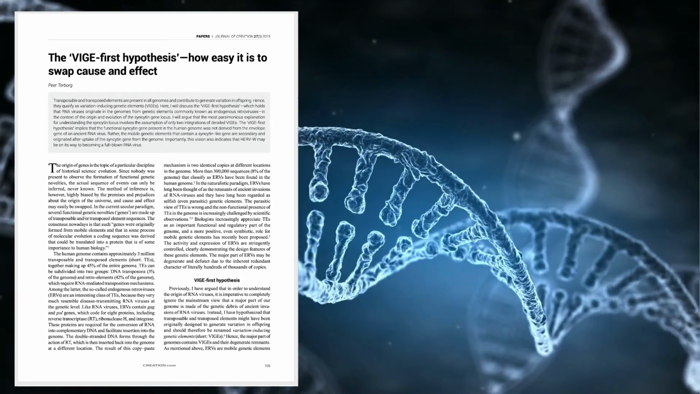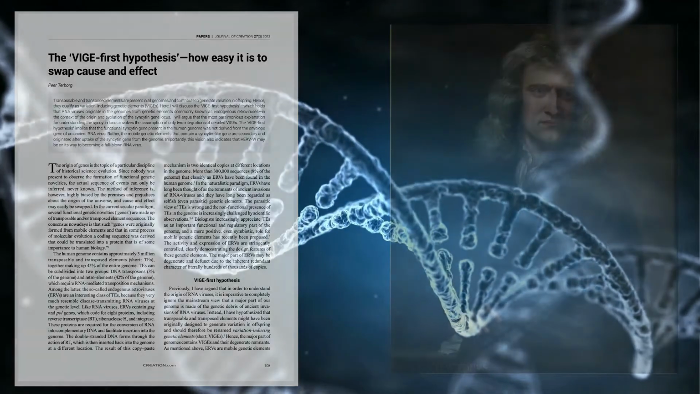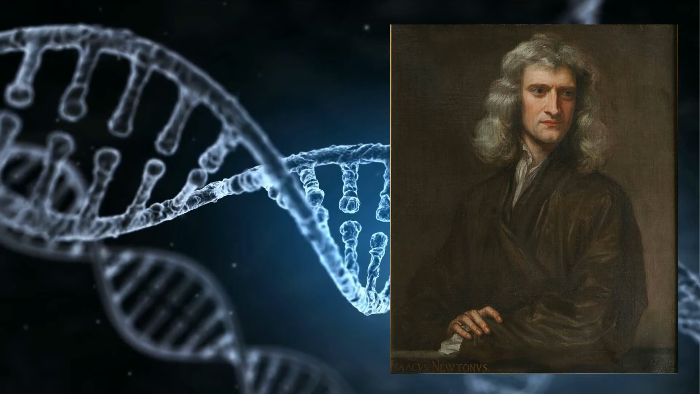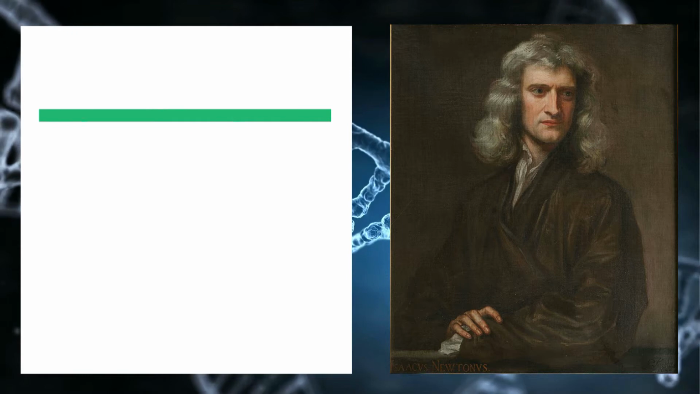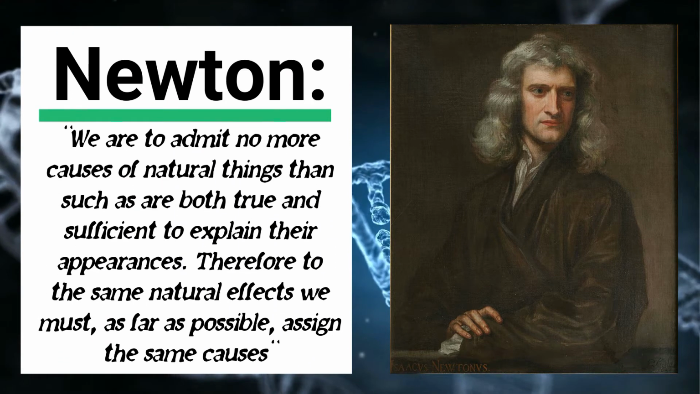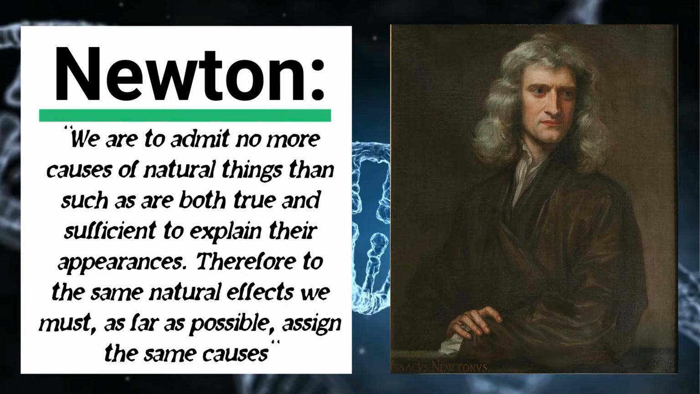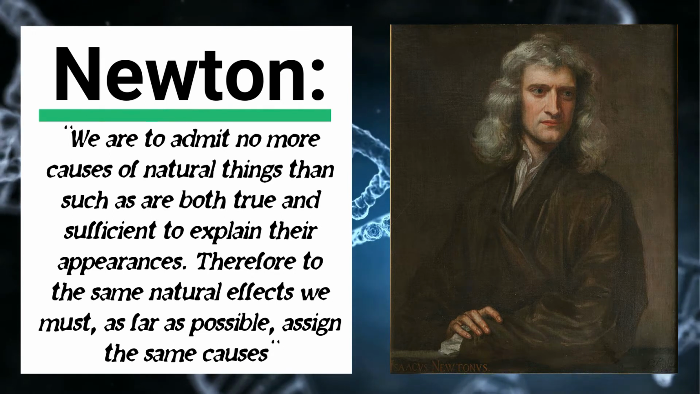The VIGE idea is a great example of a violation of parsimony. In the words of Sir Isaac Newton, we are to admit no more causes of natural things than such as are both true and sufficient to explain their appearances. Therefore, to the same natural effects, we must, as far as possible, assign the same causes.